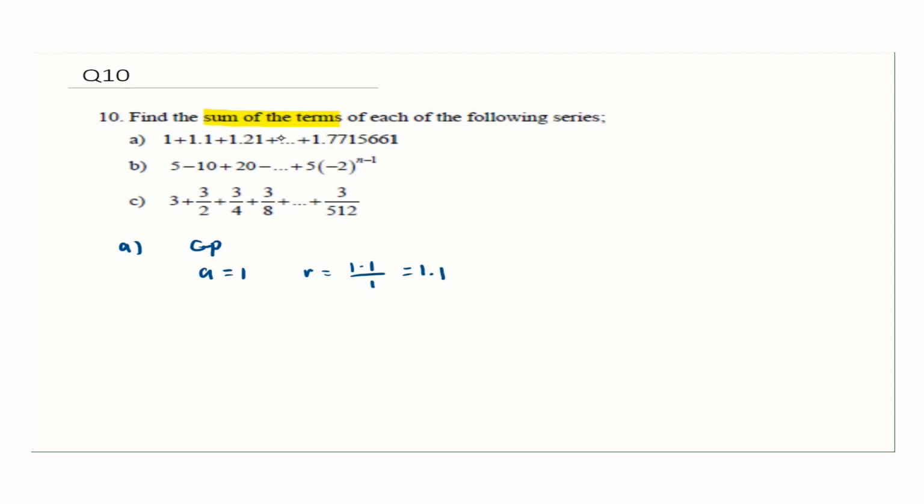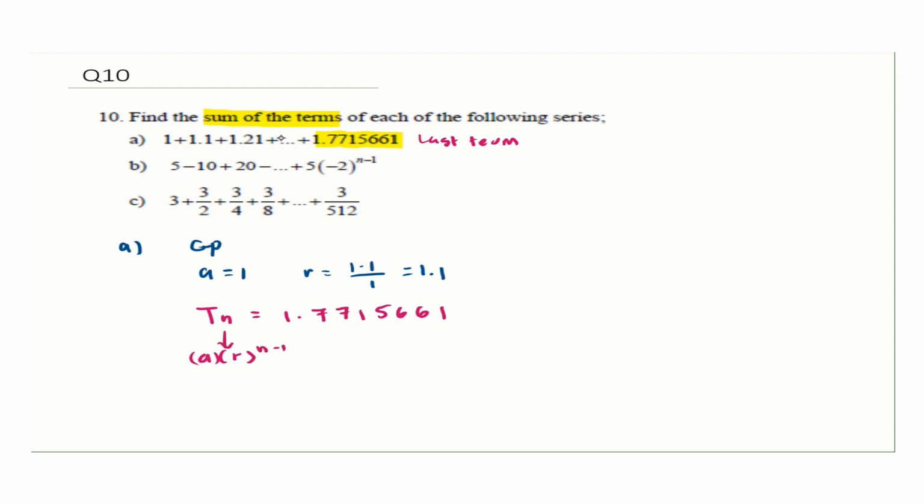And then we are going to find the sum of the series. So we need to know how many terms are in this series. We will use the last term to find the number of terms. Let's represent the last term as Tn. So Tn is equal to 1.771561. Then we are going to use the formula Tn, which is A multiplied by R to the power of n minus 1.